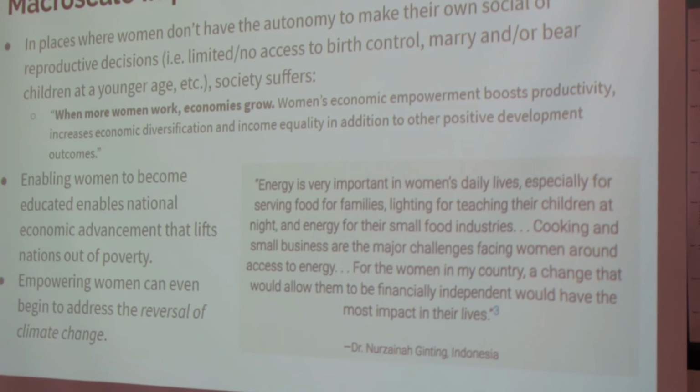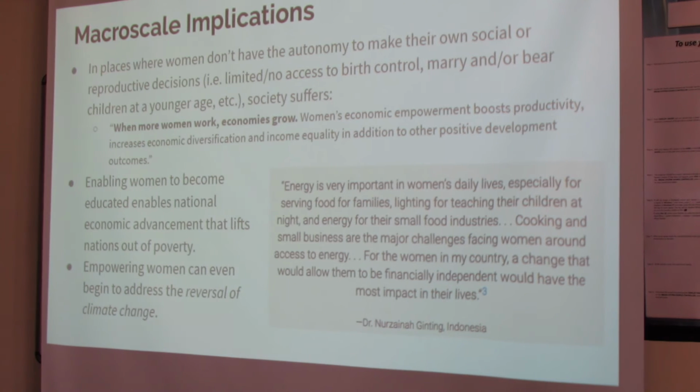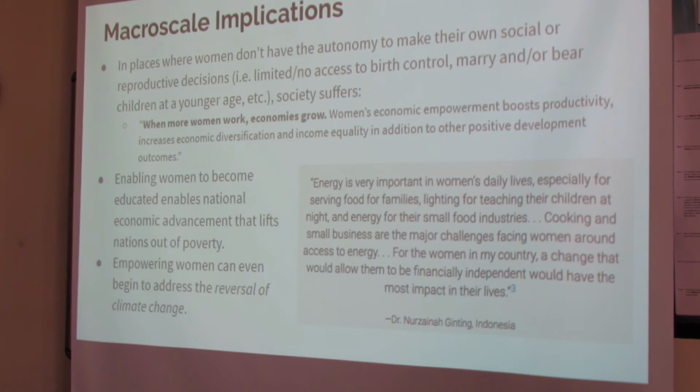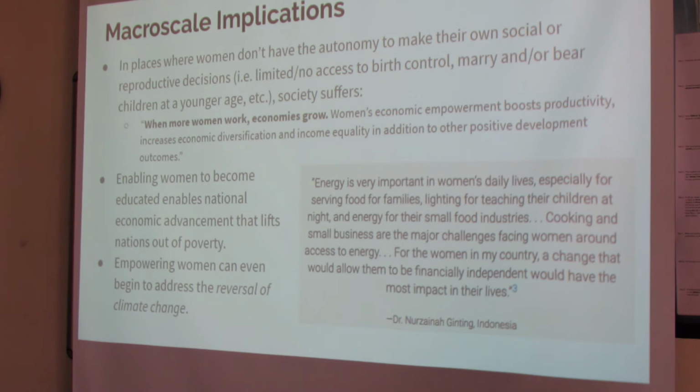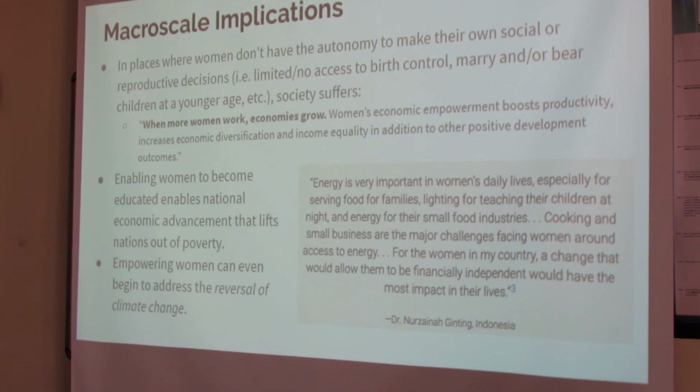And this last slide, I promise I'll show you. These are some macro scale implications that were completely startling to me. I didn't even have any understanding of why they work, so I had to do some research on it. So in places where women don't have the autonomy to make their social or reproductive decisions, so that's access to birth control, or if they're forced to marry and bear children at a younger age, the whole society suffers on a larger scale.